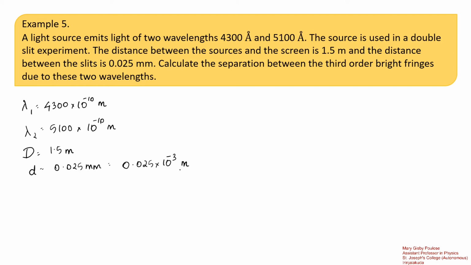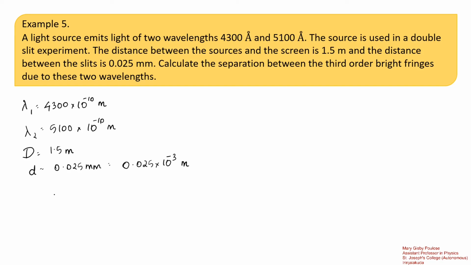Okay. Now each of the wavelength or each of the color produces its own interference pattern. So that is why the question is that we have to calculate the separation between the third order bright fringe of both the wavelengths. So from lambda 1 we have a pattern, and in that pattern we have to find out the third bright fringe, and in the second pattern, which is due to lambda 2, we have to find the third order bright fringe in that and find the separation between them.